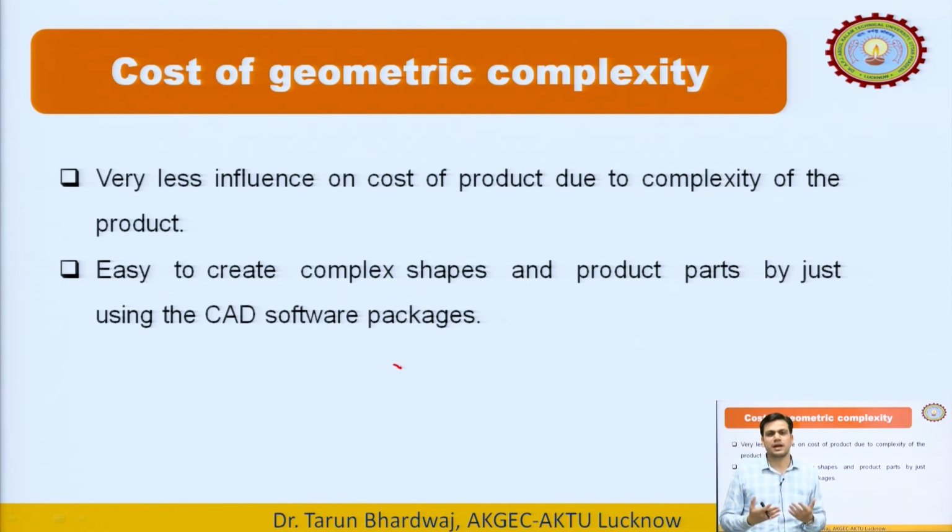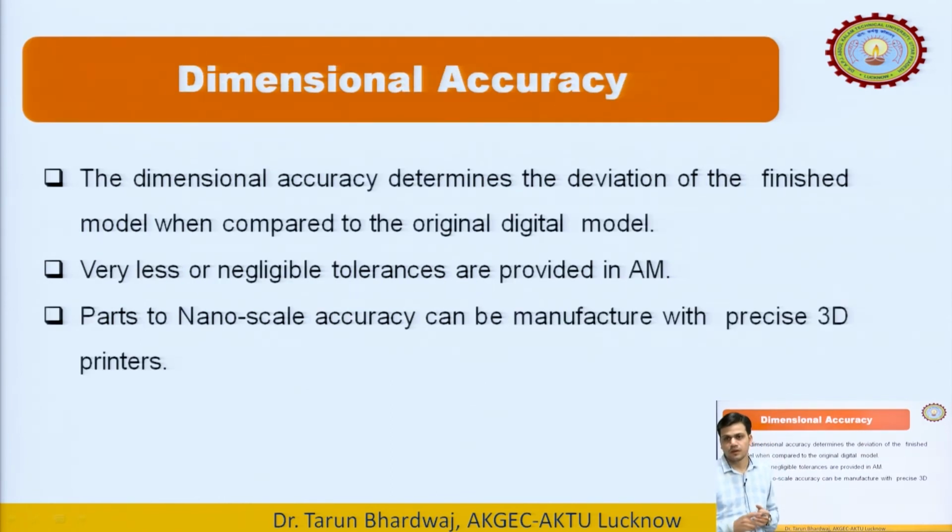आप बड़ा easy है, कोई भी complex shapes हैं आपके पास, ठीक है, कोई कस्टमाइजेशन करना है आपको किसी कस्टमर के लिए प्रोडक्ट specifically, तो आप उसको बहुत ईजिली कर सकते हैं without having any extra cost on that particular product. Okay, now we just talk about the dimensional accuracy. So the dimensional accuracy determines the deviation of the finished model when compared to the original digital model.